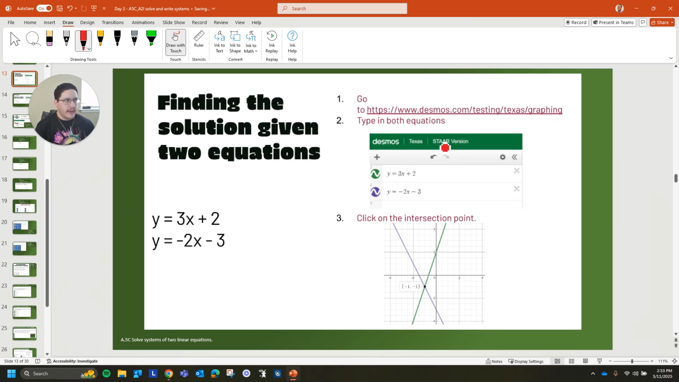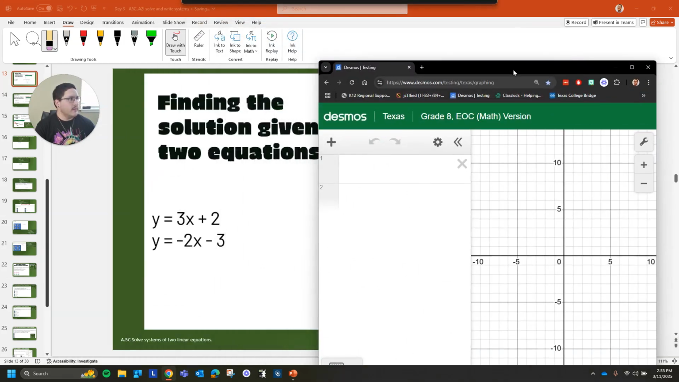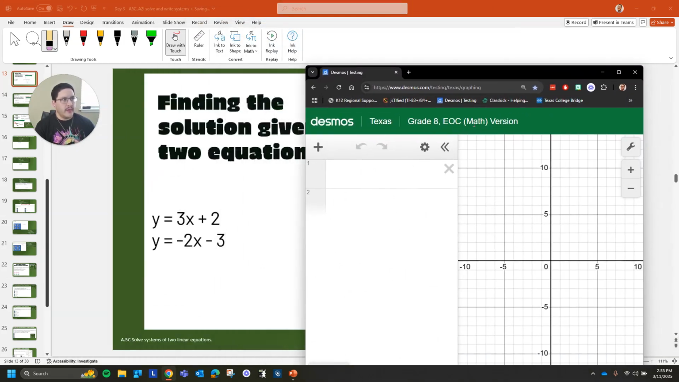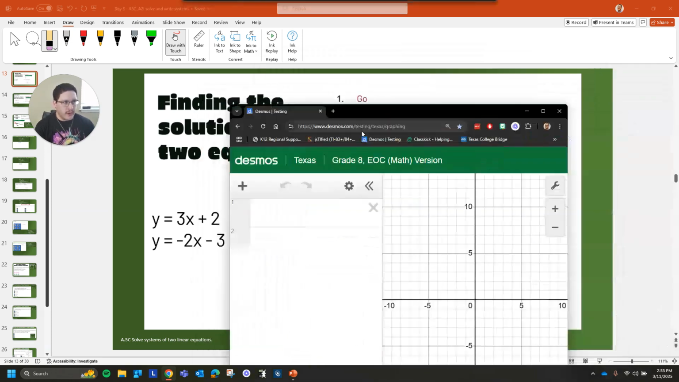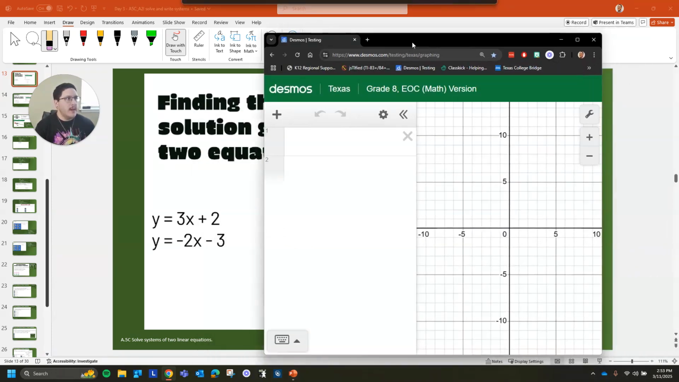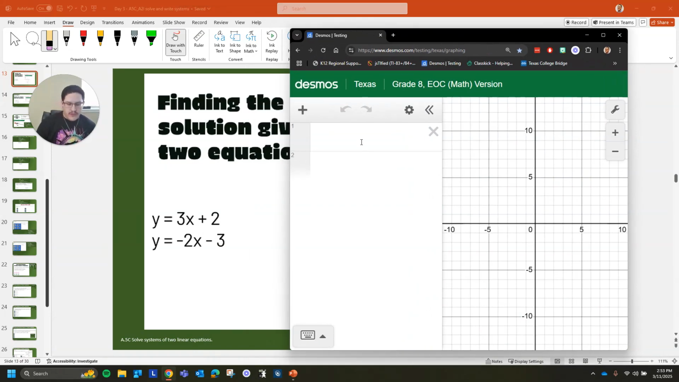You'll know you have the right calculator when it says the STAAR version or EOC version, 8th grade, whatever, at the top. Texas. Okay, so let's practice using Desmos. Actually, mine says grade 8 EOC math version. This is the STAAR test version of Desmos that we're going to be using. So, anyways, to enter these equations, there's a couple ways.